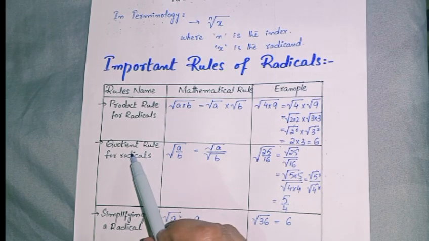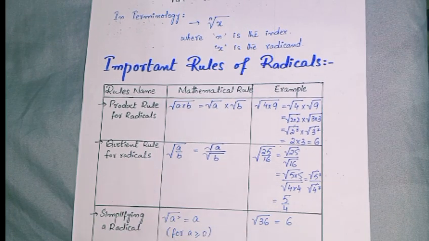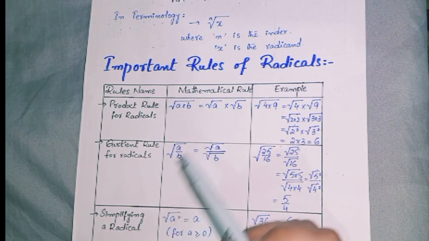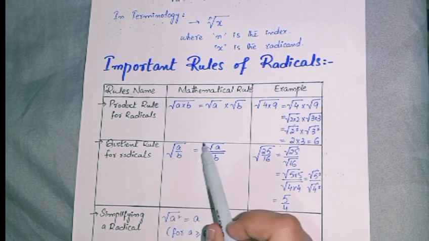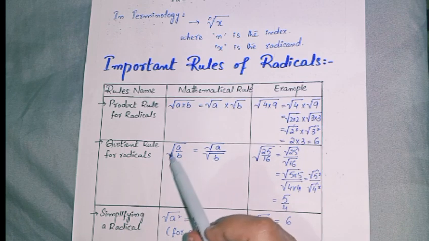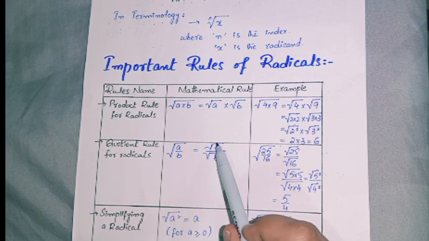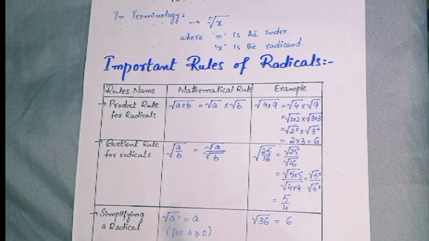What about the second one? It is the quotient rule for radicals. Quotient means in the form of a fraction, in the divide form. Okay, so I am writing here under root a over b. It means it is in the form of a fraction. You can also write it separately, like square root or under root a over under root b. You can also write in this way separately.